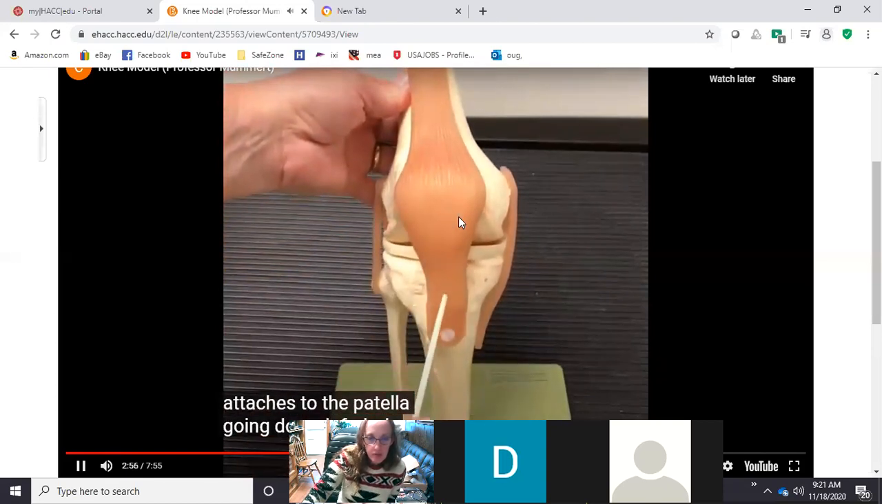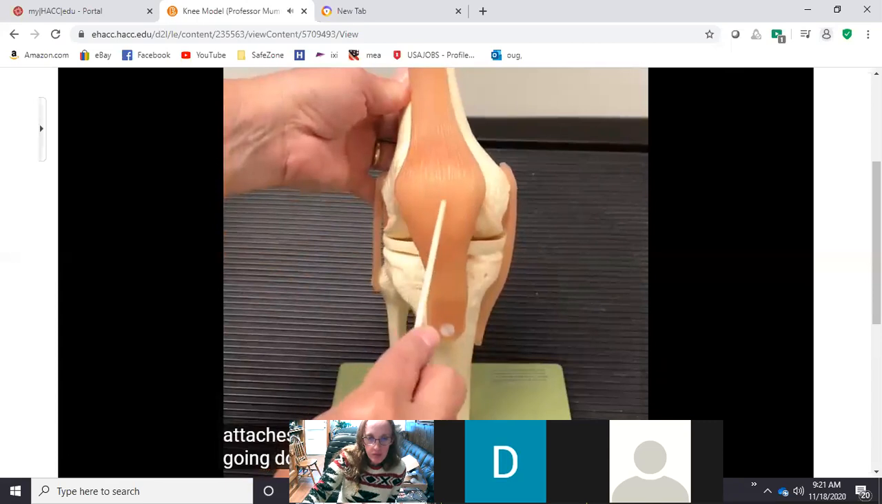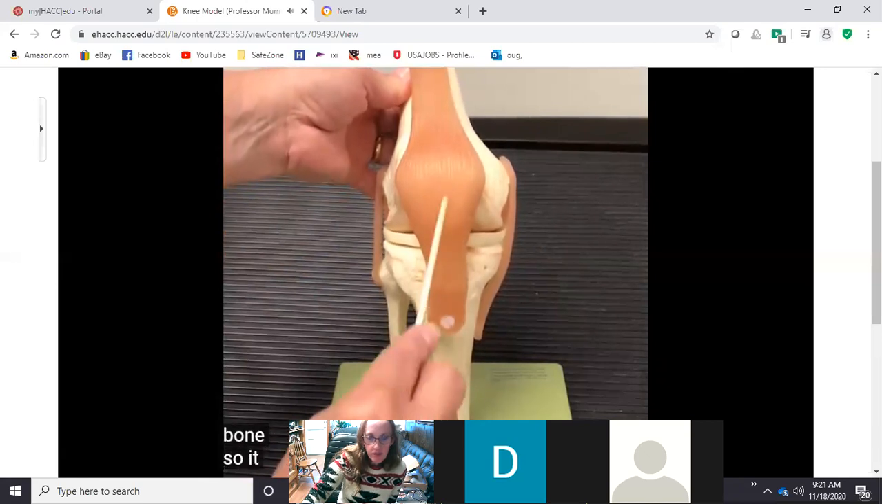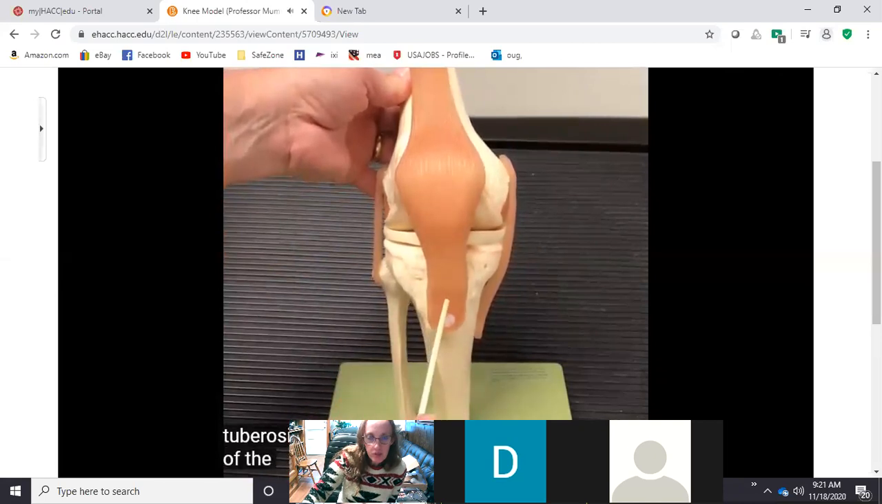Going down inferiorly, there is another ligament, and this is called the patellar ligament. A ligament attaches bone to bone. So it attaches the patella to the tibial tuberosity of the tibia.